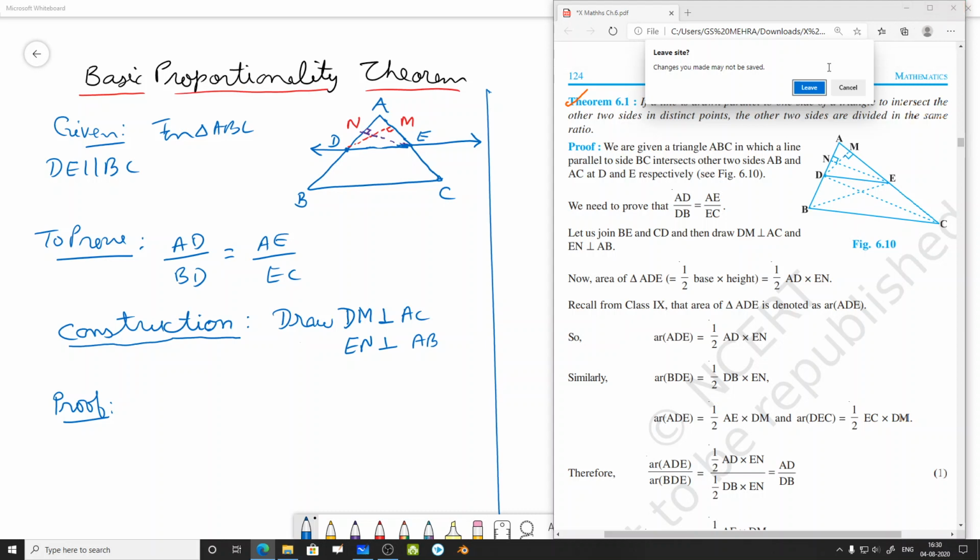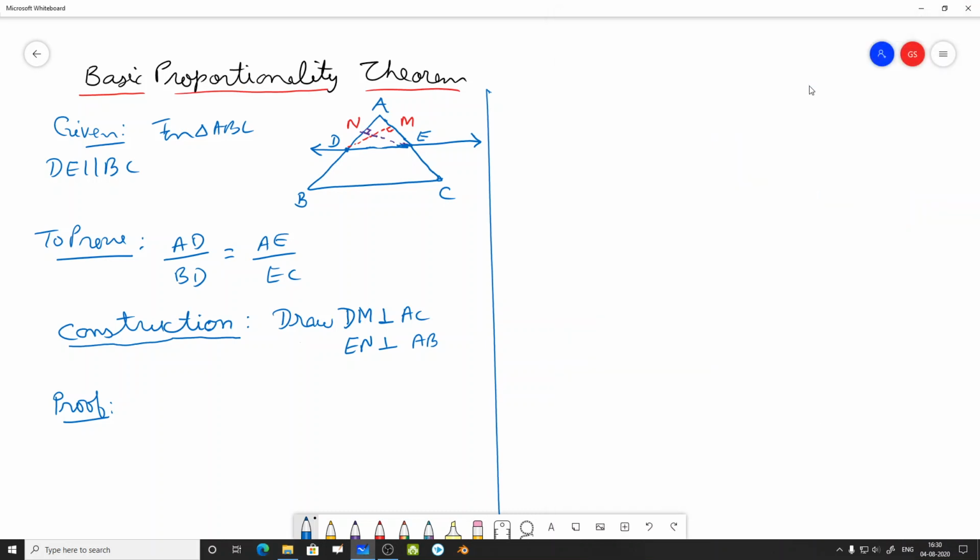So for that, what we have to do is, first we'll go in triangle ADE. In triangle ADE, so what is the formula for the area of a triangle? That is area of triangle ADE equal to half base into height. So half into base will take as AD into height will take as EN. So this is our, and give it as equation number 1.